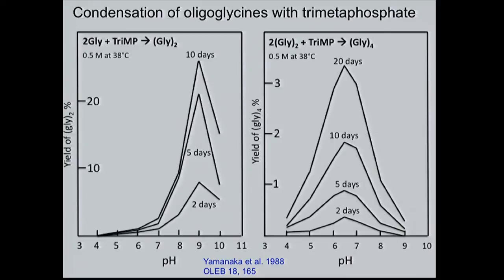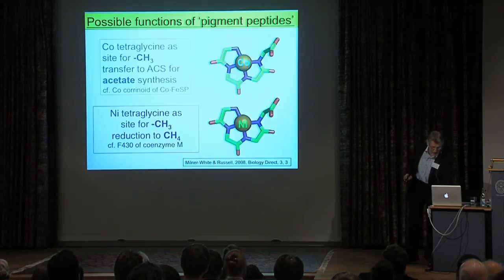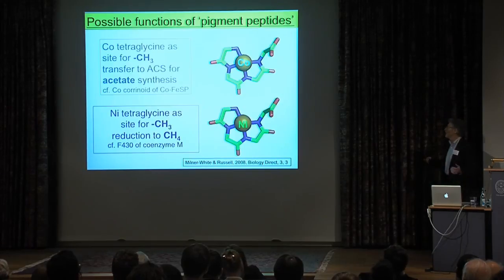And that's not a bad yield at about pH, again, around about pH 9. If you lower the pH, then after 20 days or so, you can get up to glycine 4 or glycine 6. Now, once you've got to glycine 6, that's getting quite useful. Anything beyond 4 and 6 becomes useful.